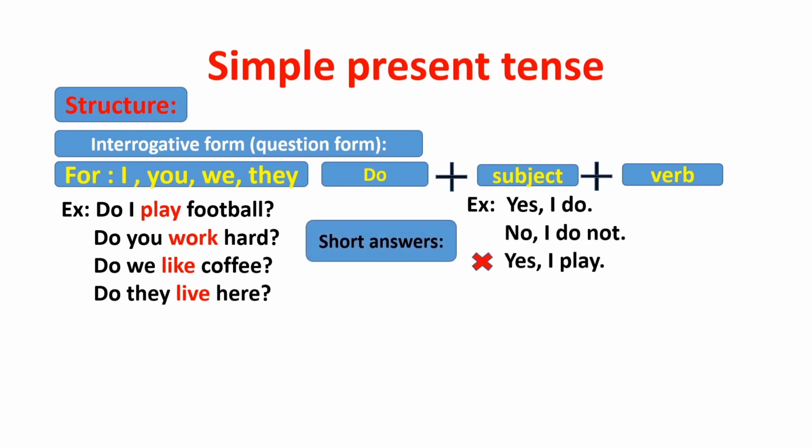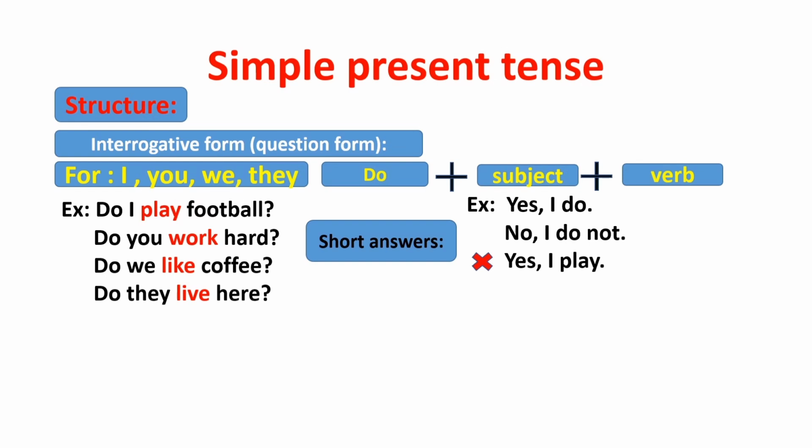Attention, when you are giving the short answers, if a question is asked with do, you have to answer with do as well. Yes, I do. It means someone asks you, do you work hard? You don't say yes, I work. No, it's wrong. Like here, do I play football? Yes, I do, because the question is with the auxiliary verb do, so we are answering with do.